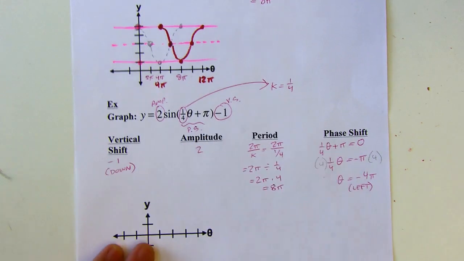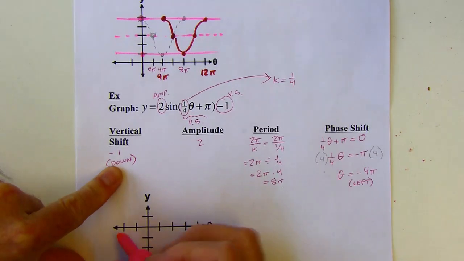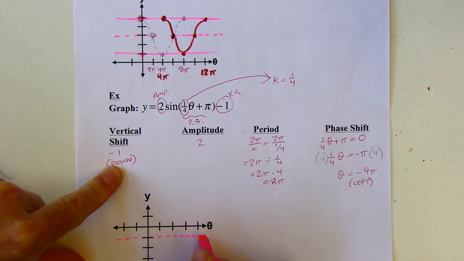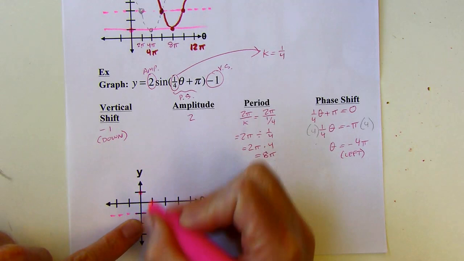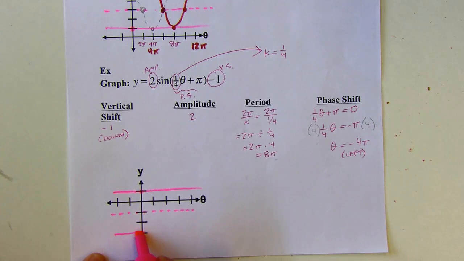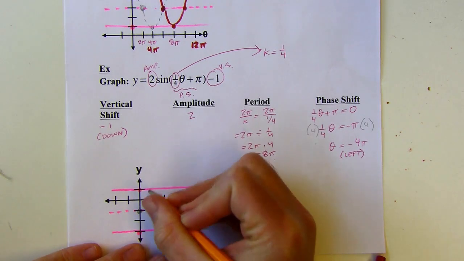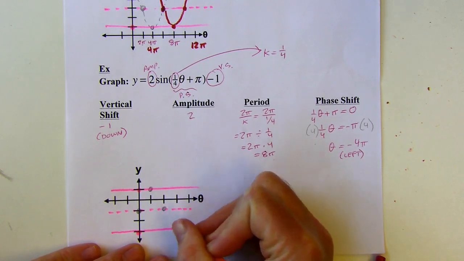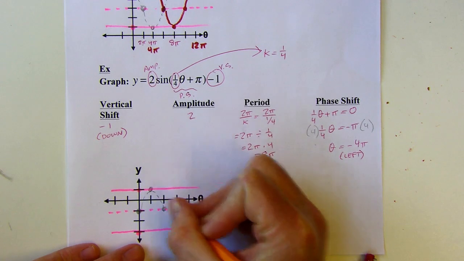Okay. All right, so now starting with my road map, I'm going to do the midline first. That's coming from the vertical shift, so down 1. Okay, and then I'm going to use the amplitude together with that. So the top of my road is going to be 2 above that. The bottom of my road is 2 below. Here is my road map. Okay. Now I'm going to draw my ghost curve. This is a sine curve, so I'm thinking about the parent graph for sine, and I'm just sticking that on this road map lightly. Okay, there's my ghost curve.